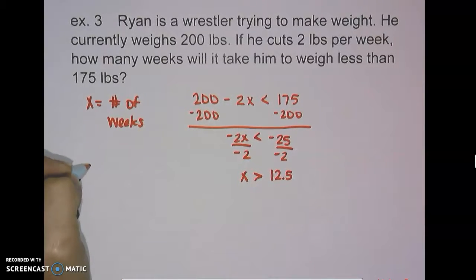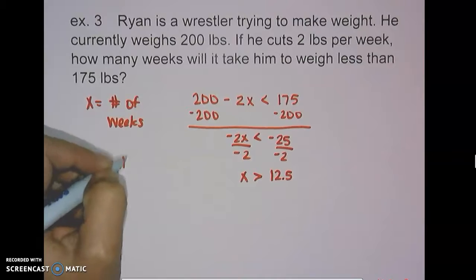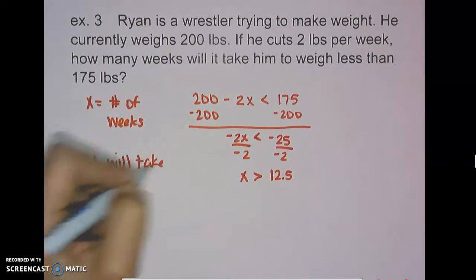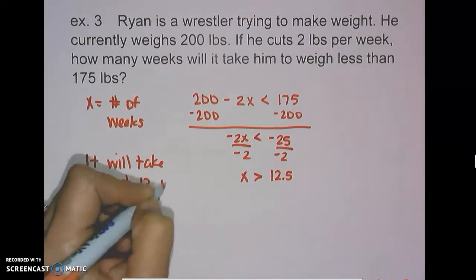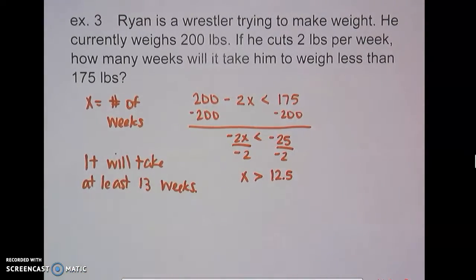So you would need to say it will take at least 13 weeks. Okay, make sure you're writing a sentence for these. Keeping in mind, it doesn't need to be those exact words to get it correct.